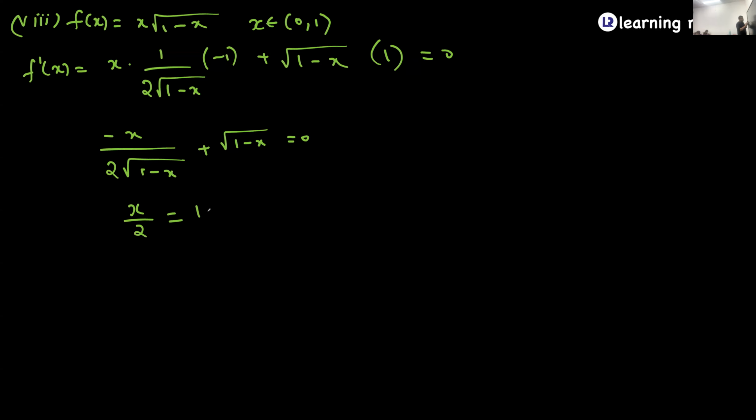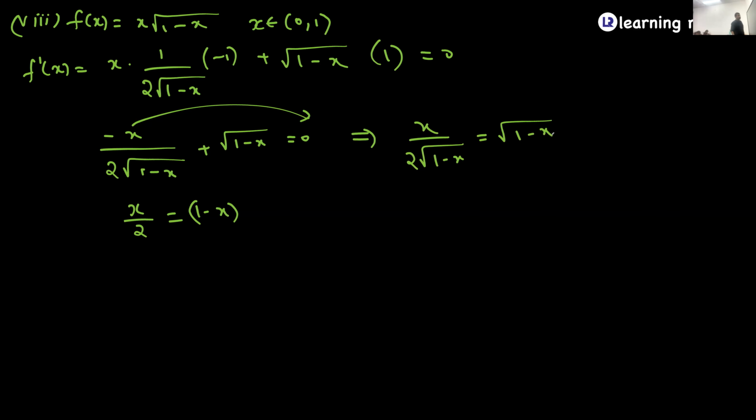x by 2 is equal to 1 minus x. So what I did is I took it to the other side. So you will have x by 2 into root of 1 minus x is equal to root of 1 minus x. Take this root of 1 minus x to the other side. So x by 2 is equal to 1 minus x. Which implies 3x by 2 is equal to half, or x is equal to 2 by 3. So x is equal to 2 by 3.